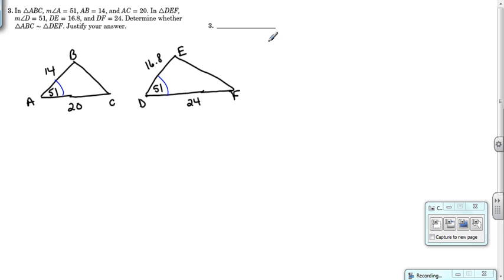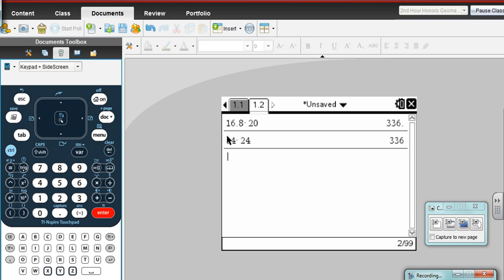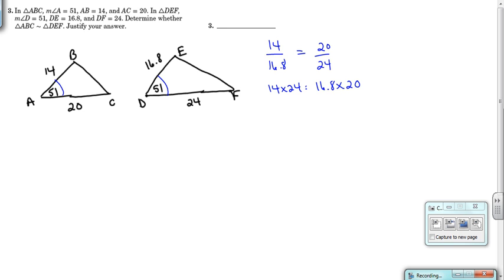But I have to ask myself, does 14 compare to 16.8 in the same way that 20 compares to 24? So you can cross multiply to see if it's proportional. So is 14 times 24 going to equal 16.8 times 20? When I do each of the multiplications, 336 is equal to 336. So I would say yes, they are similar. And my reasoning would be side, angle, side similarity.